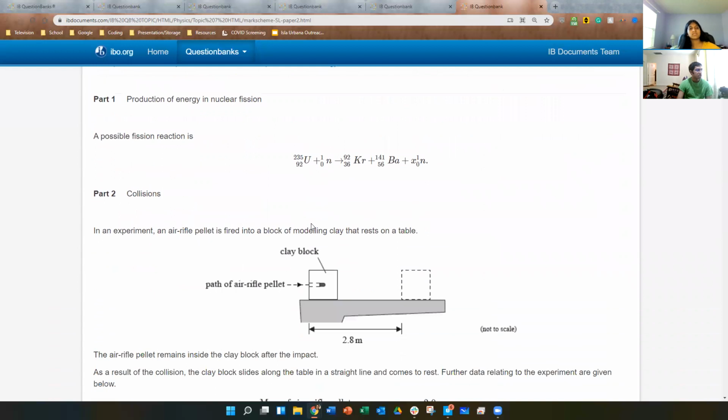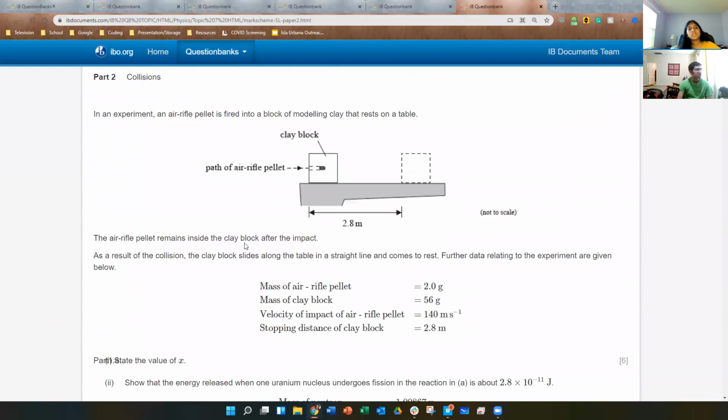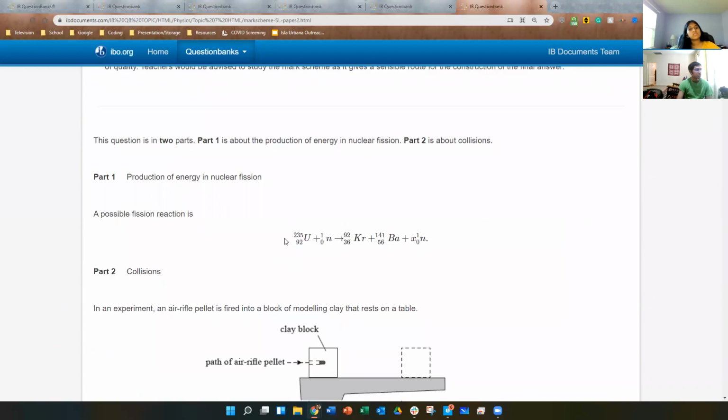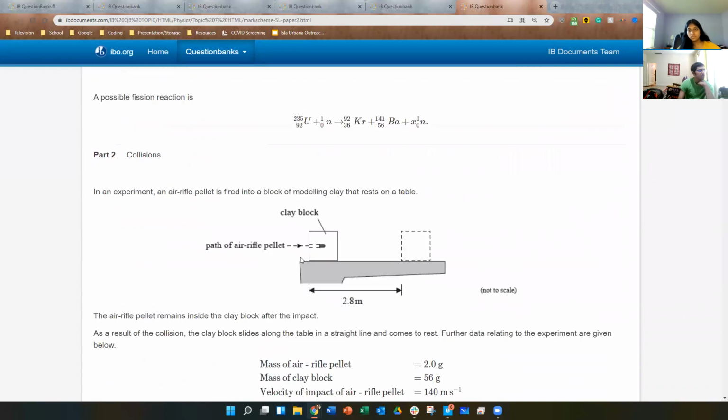Did we do this one yet? We don't need to do collisions. We just need to do this first. I think we've done this one. Possible fission reaction is that. Okay, uranium breaking down into that.